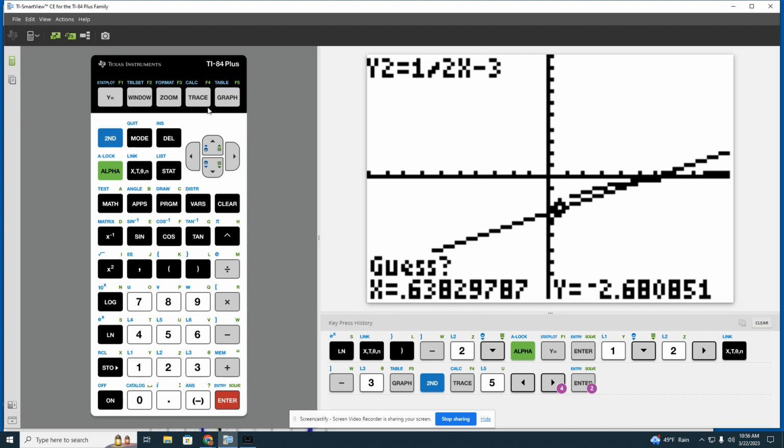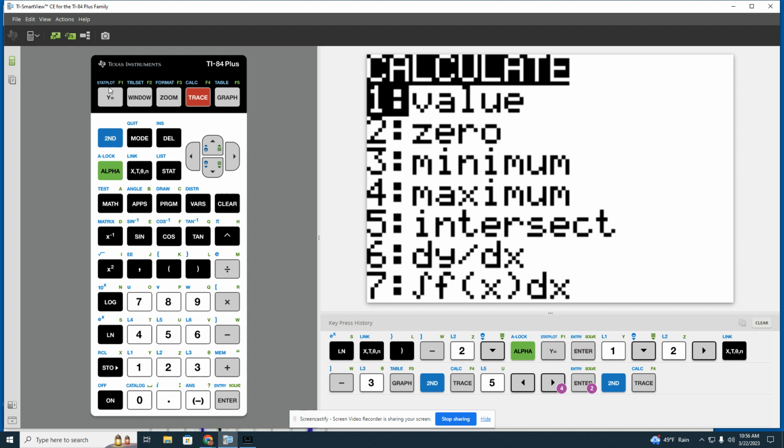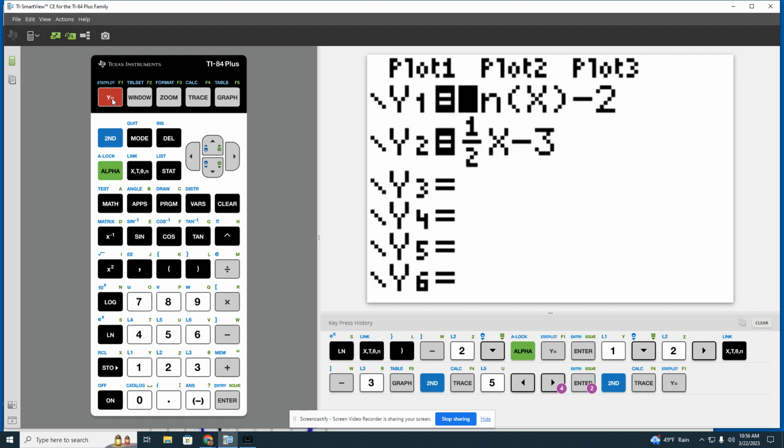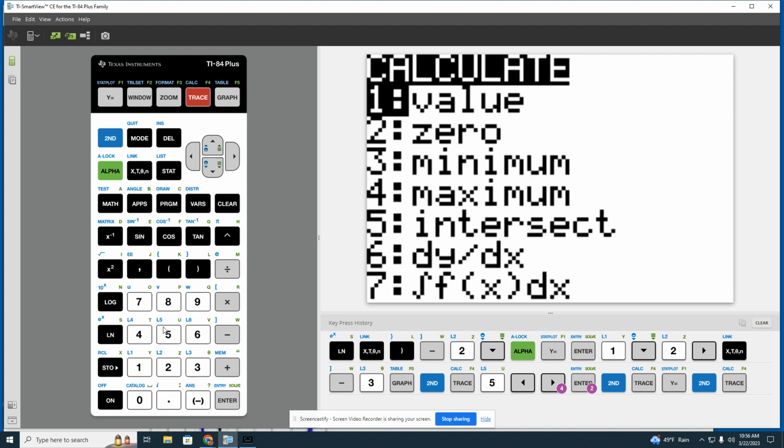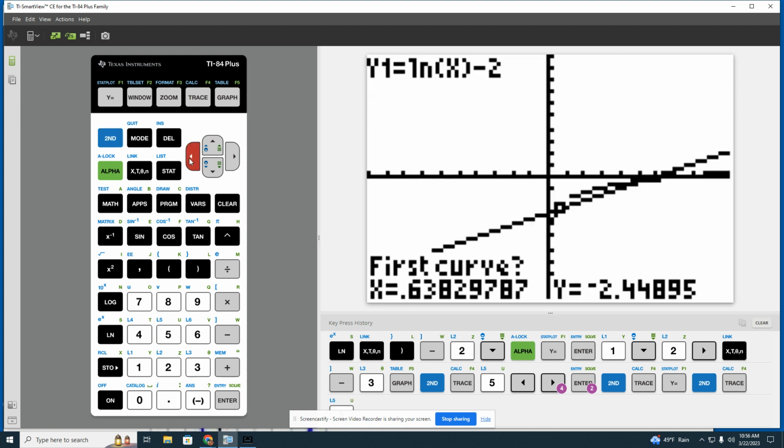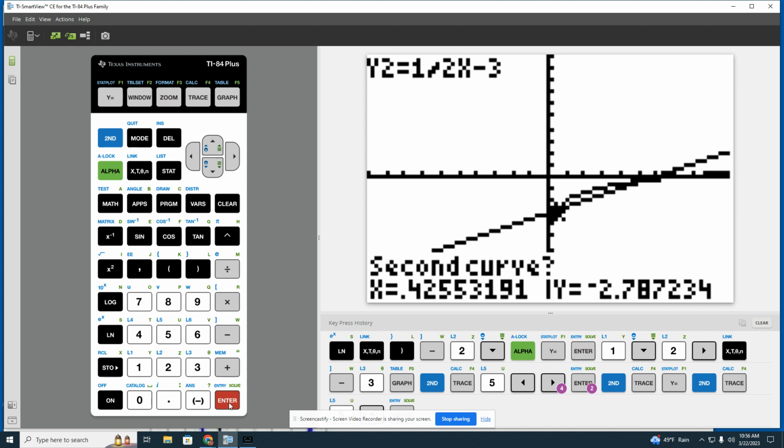Yeah, I did 2 earlier. What did I do wrong? Second trace. Did I type something in wrong? Let's see. X minus 3. Oh, no, x minus 2. Let me try that one more time. Second trace, number 5. And let's get close to it. Enter, enter, enter.